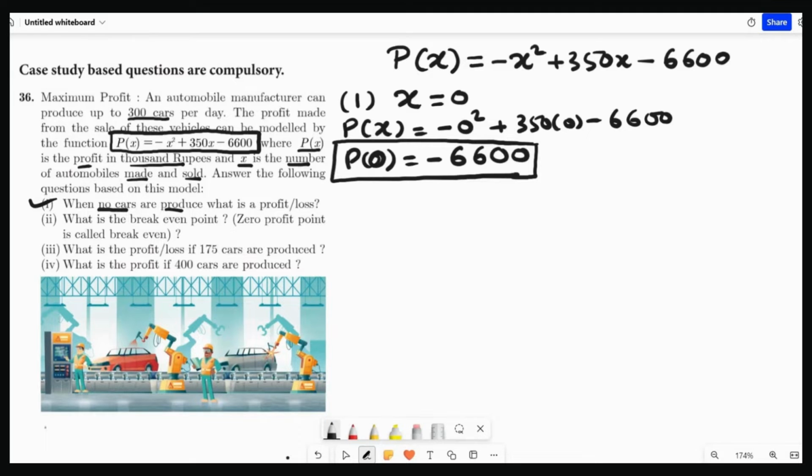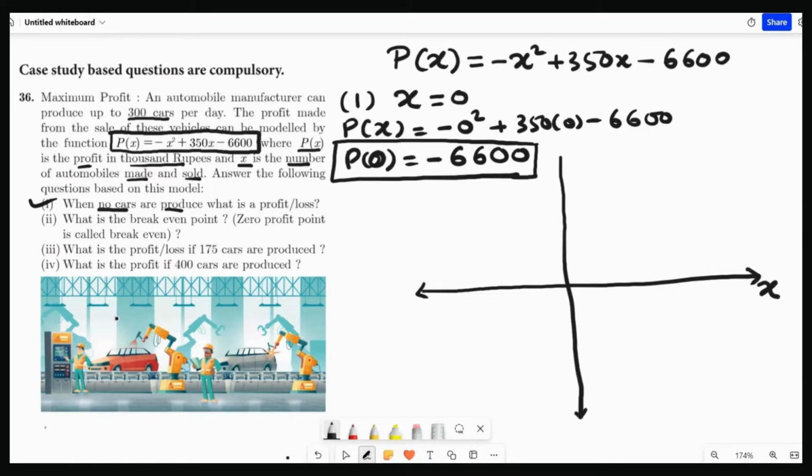How to understand this question? This is a polynomial in x, so let us draw the graph of this polynomial. Here the horizontal line represents x, the number of automobiles which are made or sold, and the y-axis represents the profit. If this graph intersects the positive y-axis, then there is profit, and if it intersects the negative y-axis, then there is a loss on manufacturing or selling a certain number of automobiles. So here P(0) is -6600. Its meaning is the graph intersects the negative y-axis. That's the first point.